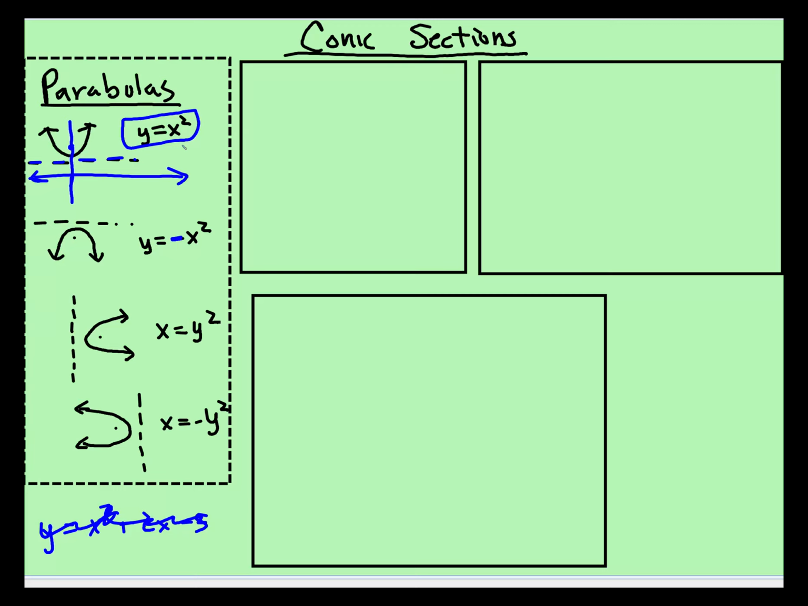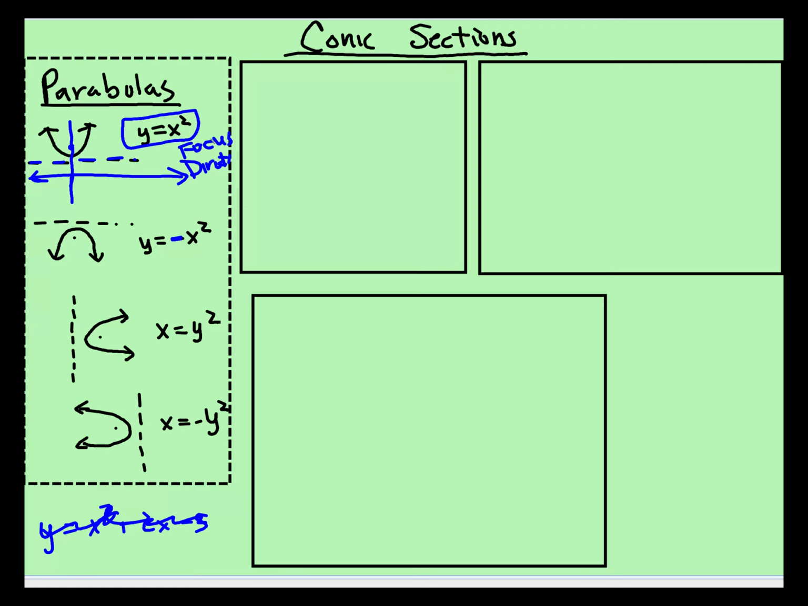All right, and notice this dashed line right here and this dot. That dot is what is called the focus. And the dashed line underneath the parabola is called the directrix. And you guys will learn how to find those.